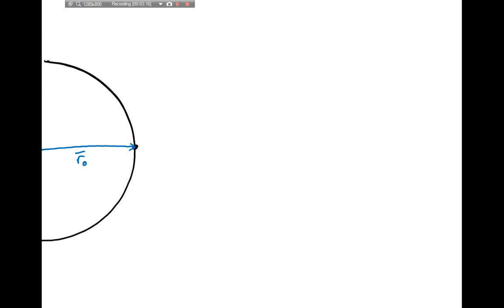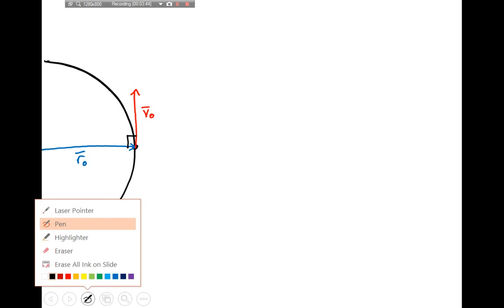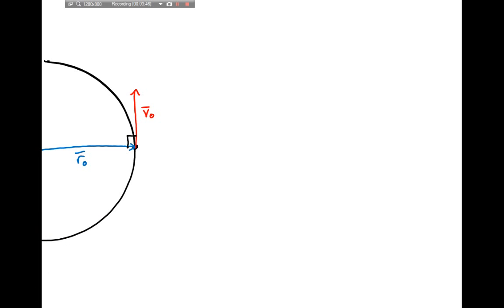Also, remember that the velocity vector is always perpendicular to the path that the object is traveling on. So if the object is traveling in a circular path, the velocity vector is always tangent to that circle. Now, one thing I want to point out right away is that you should notice that the velocity vector and the position vector are at 90 degrees from each other. Okay? Now, this is a very, very important idea.